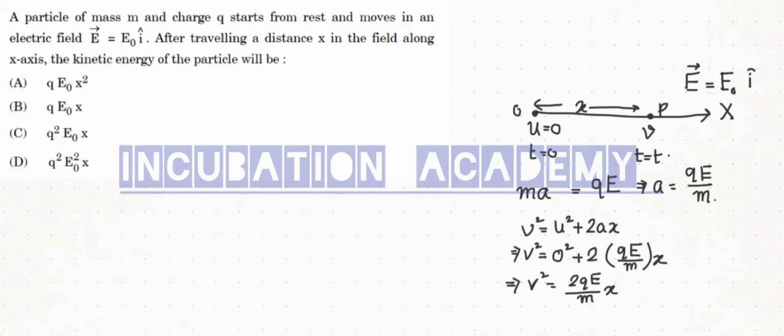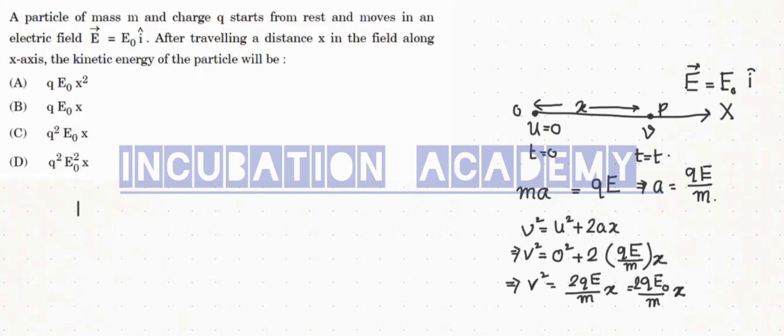What is E? It is the magnitude of the electric field, and here the magnitude of the electric field is E naught, since E vector equal to E naught i cap. So you can see it is 2 q into E, which should be replaced by E naught because the magnitude of the electric field is E naught, divided by m multiplied by x. So what is the kinetic energy of the particle after covering a distance x?